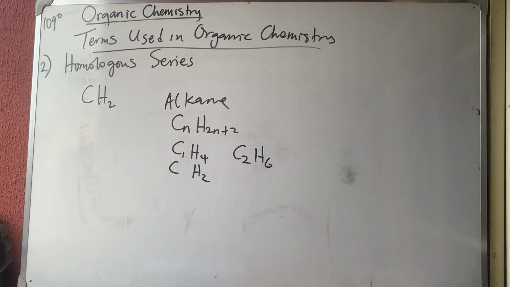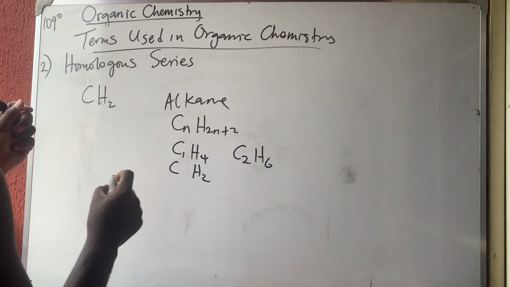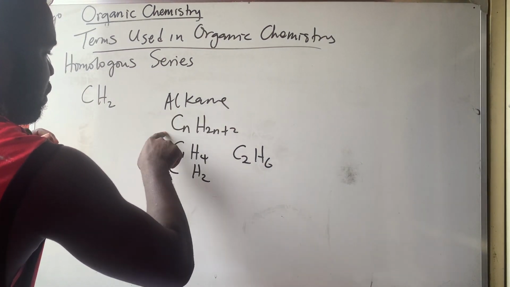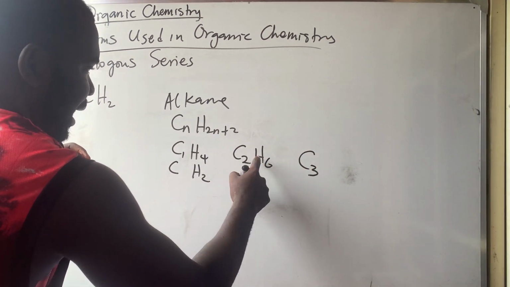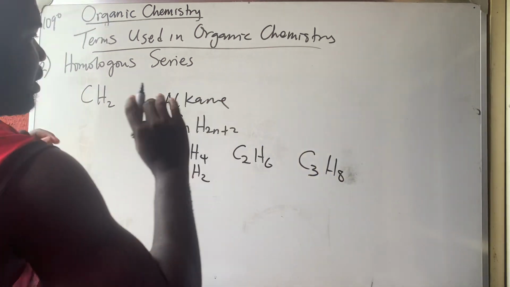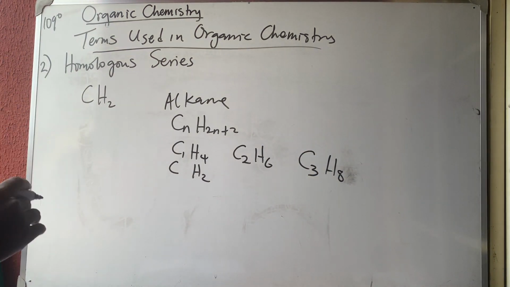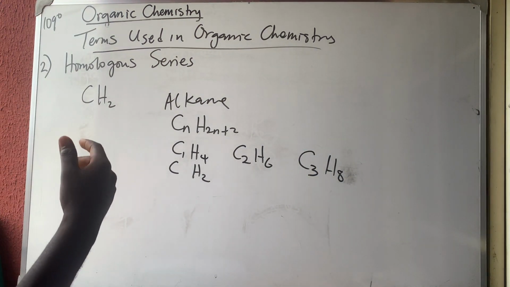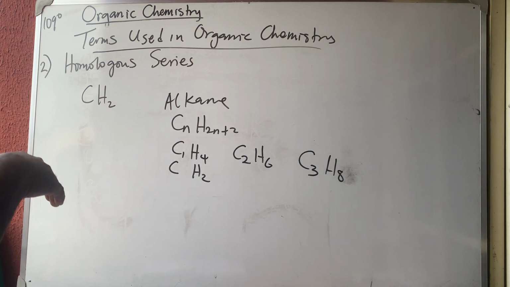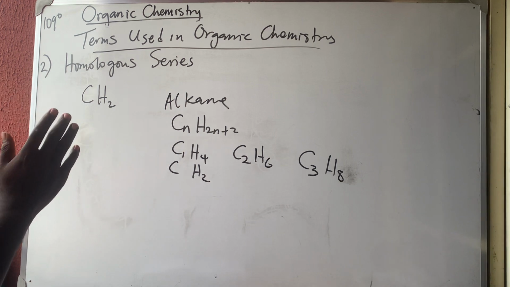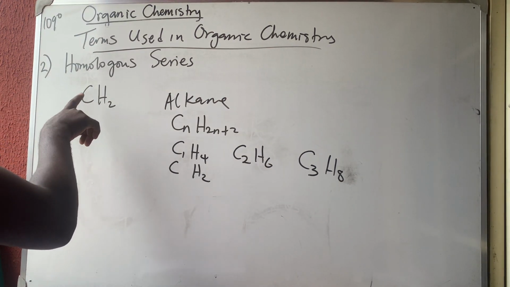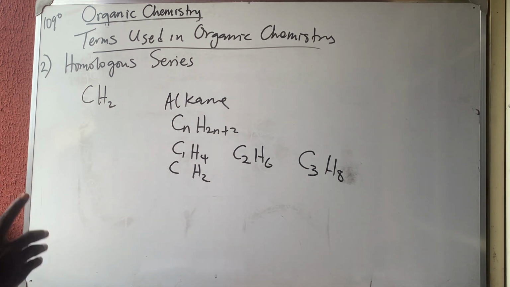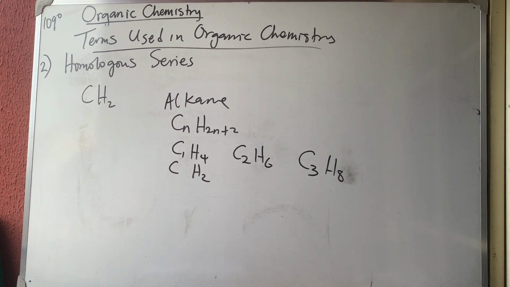Are you getting that? Whenever you want to get the next member, if I don't want to use this formula, it's simply to add 1C here to get C3 and add 2H here to get H8. As simple as that. So a homologous series is a family of organic compounds which follows a regular pattern. The pattern is that to get the next member, you just add 1 carbon and 2 hydrogen. That is CH2. As simple as that.